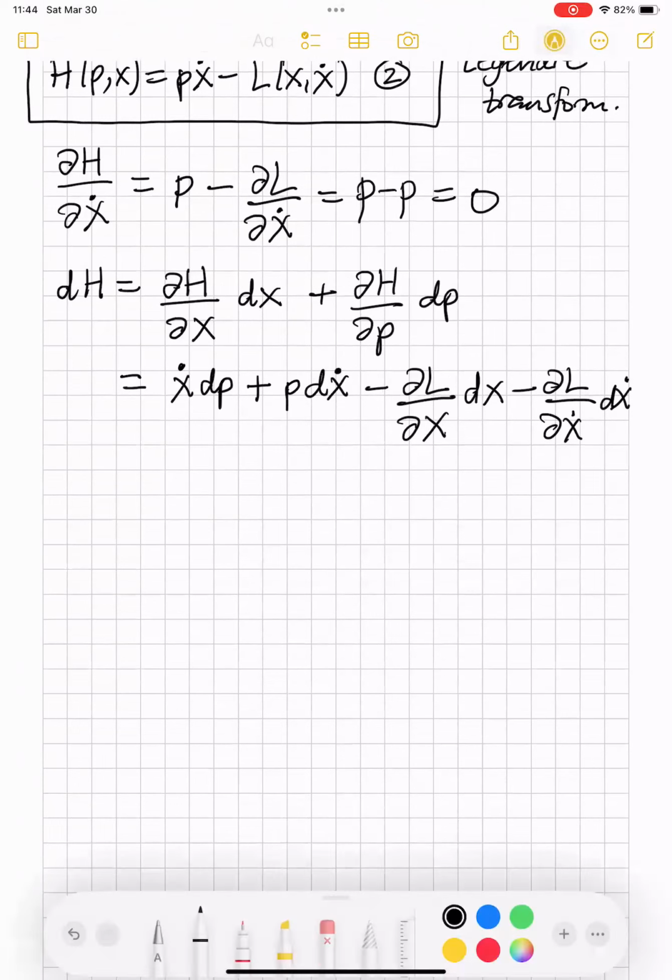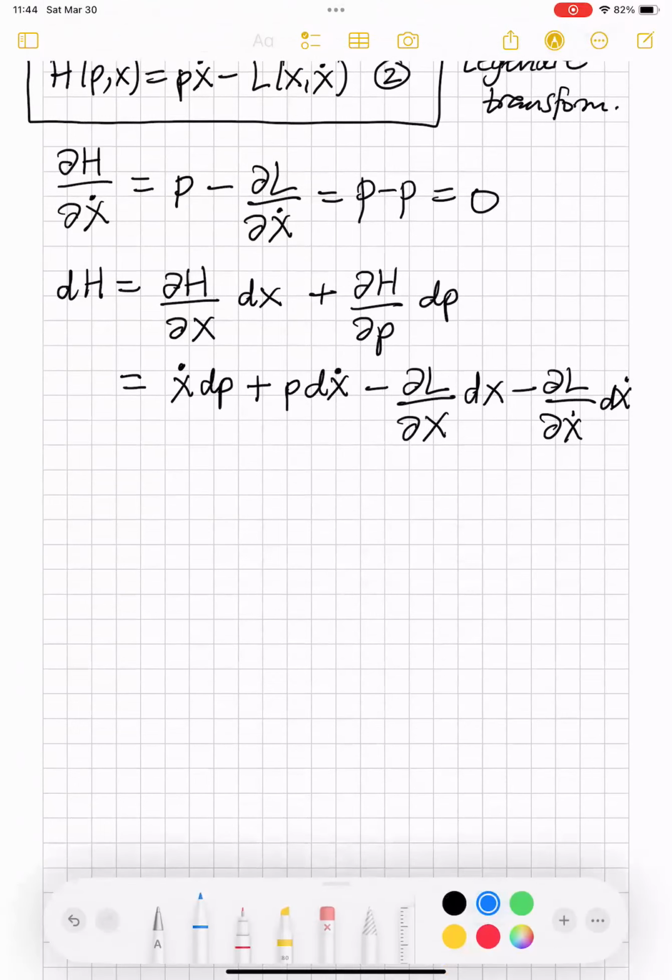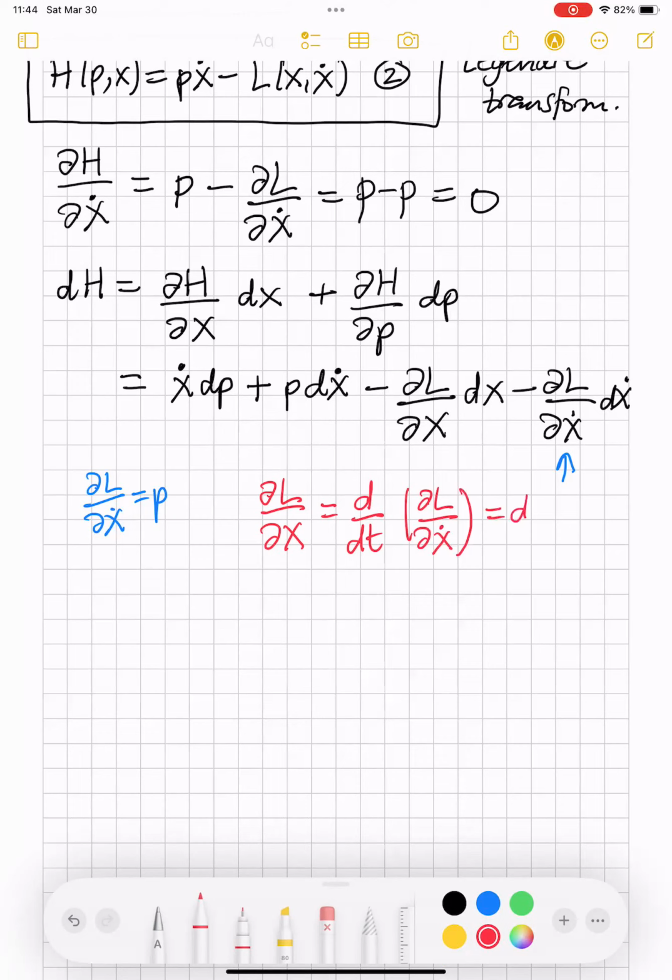So first of all, I know that ∂L/∂x dot is equal to p. So I can use that inside this last term over here. I also know that ∂L/∂x is equal to d/dt of ∂L/∂x dot. I know that ∂L/∂x dot is p, so this is nothing but dp/dt, and I can use that inside that term there. Good.